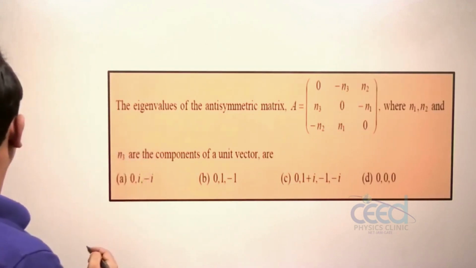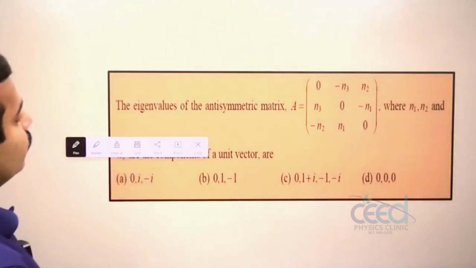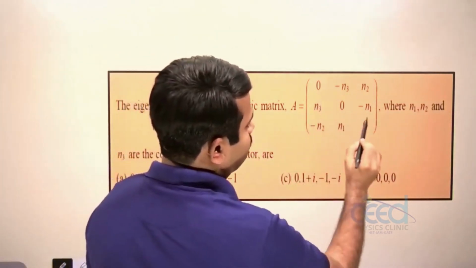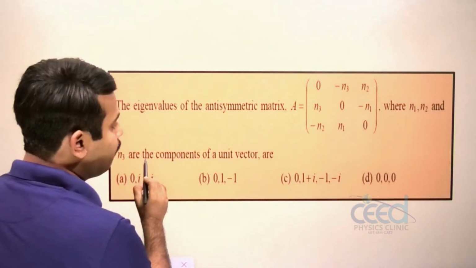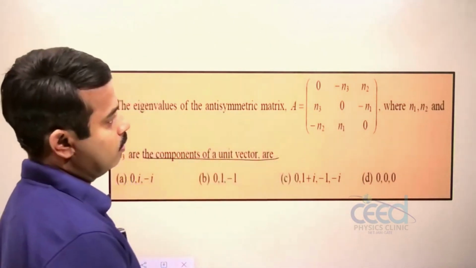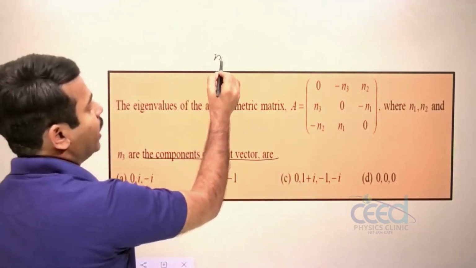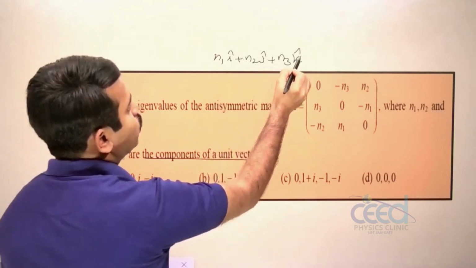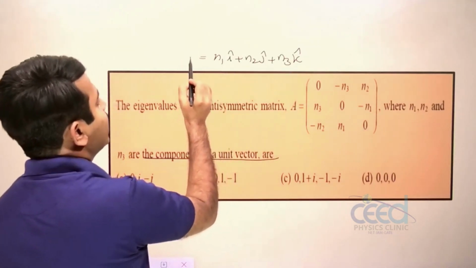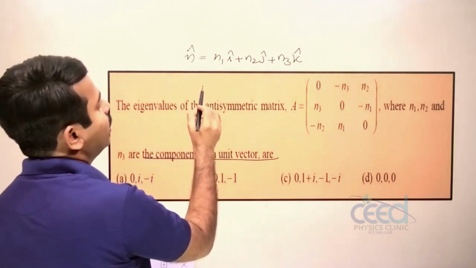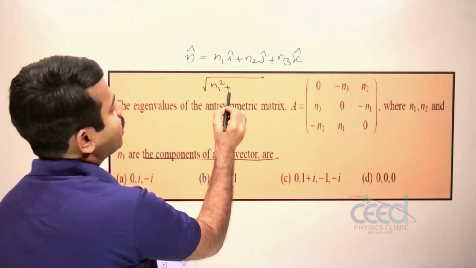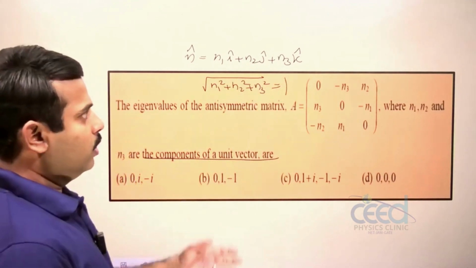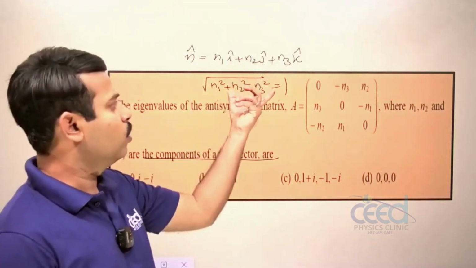the eigenvalues of the anti-symmetric matrix, right, this is given where n1, n2 and n3 are the components of a unit vector. Now suppose you have n1 i cap plus n2 j cap plus n3 k cap. So this is a unit vector, say n is a unit vector. Then what do you know: n1 square plus n2 square plus n3 square is equal to 1. Right? Components of a unit vector means its modulus is 1.